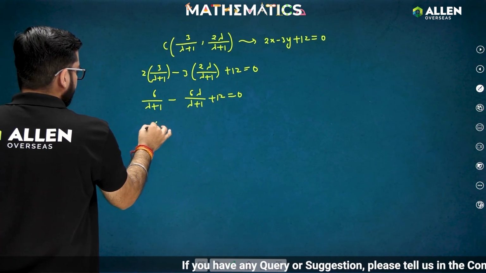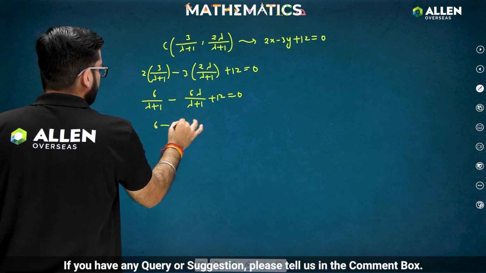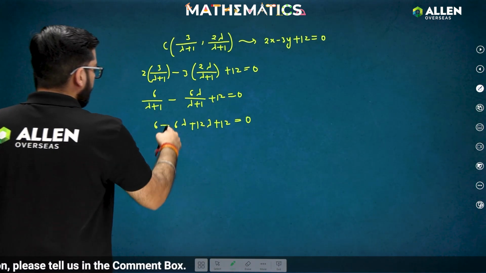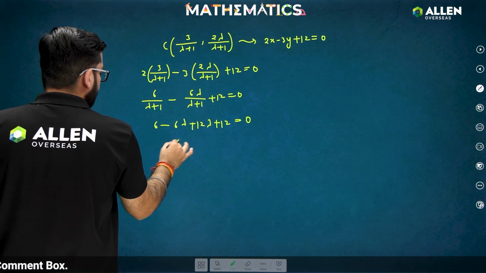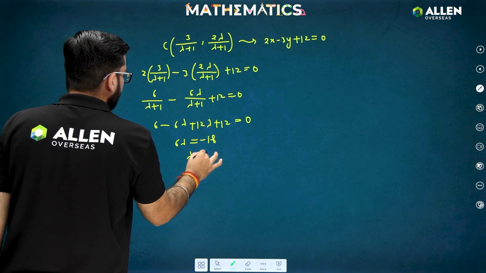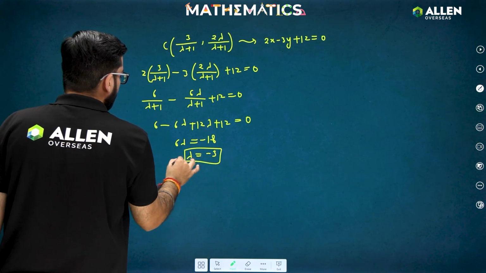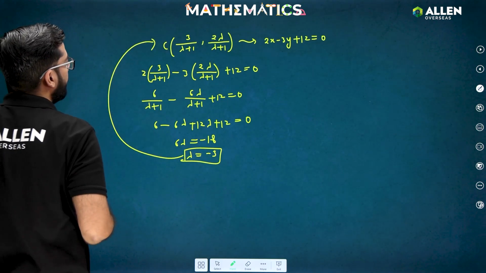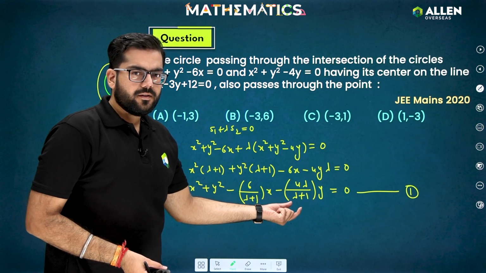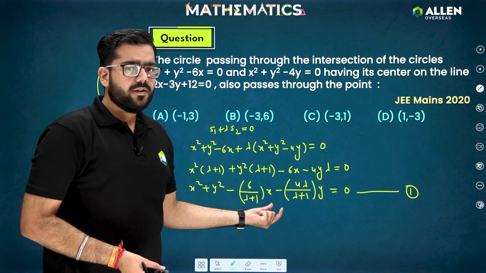Now after taking the LCM, you will get 6 minus 6 lambda plus 12 lambda plus 12 is equal to 0. You can solve this, you will get 6 lambda minus 18 is equal to 0, that means lambda is equal to minus 3. Now you need to put this in. It's better to put it directly in equation number 1, because I want the exact equation of the circle.